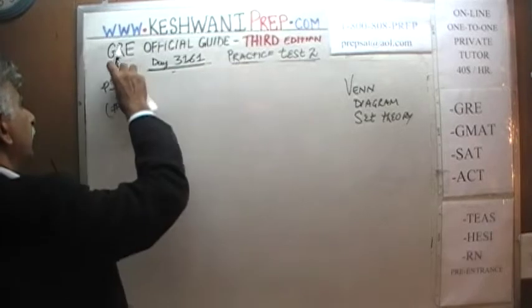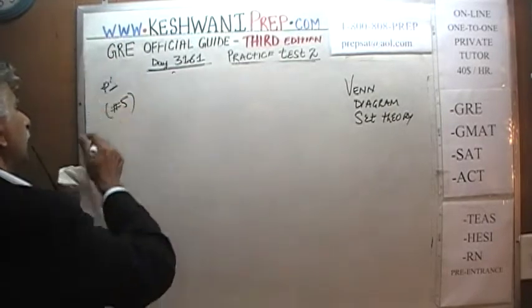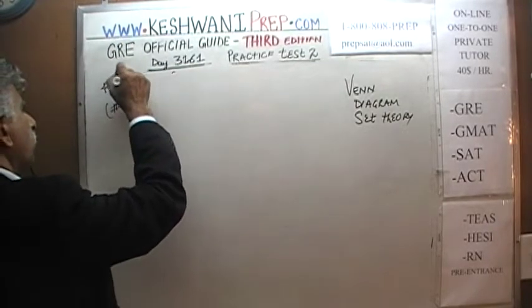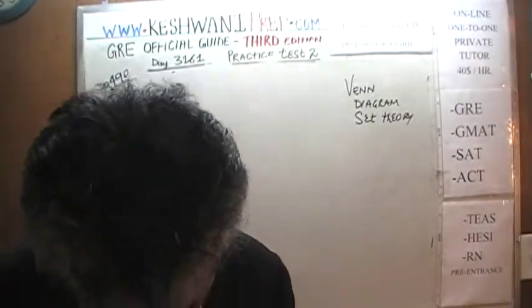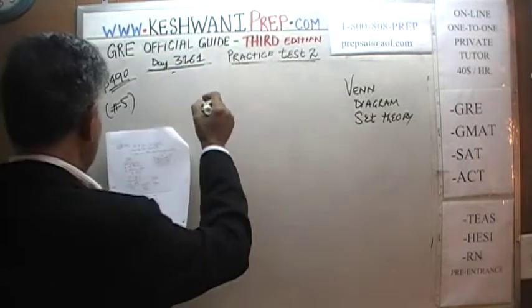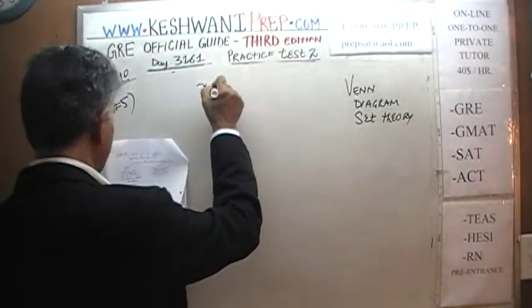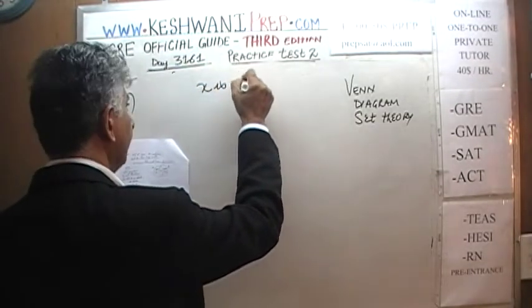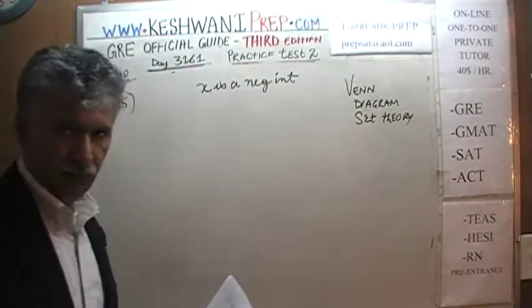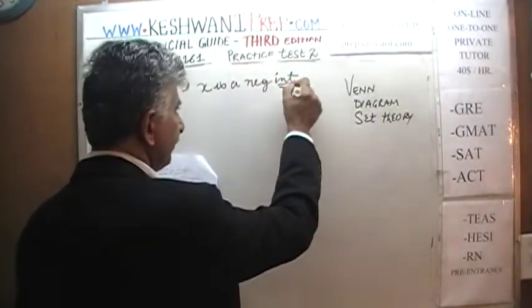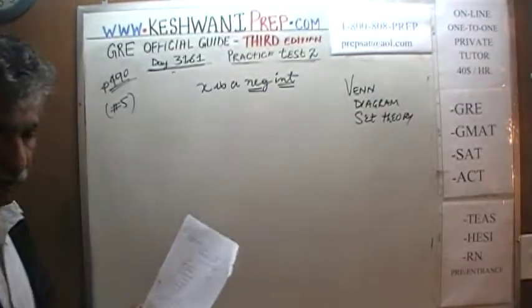Number five, and I believe now we are on the next page. Page 490. Yes. We are told that x is a negative integer. It has to be a whole number, and it must be negative. That's the condition we have to fulfill.